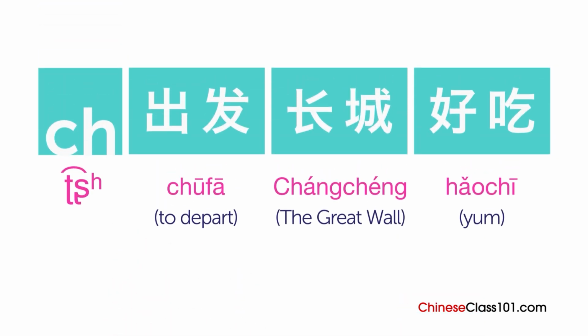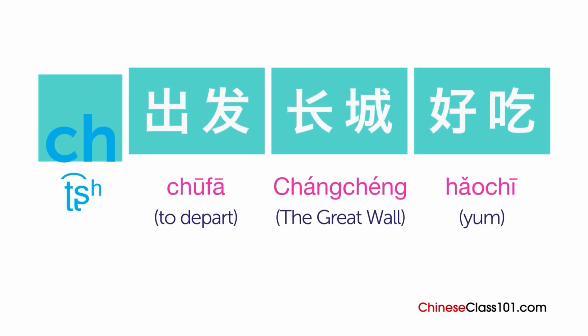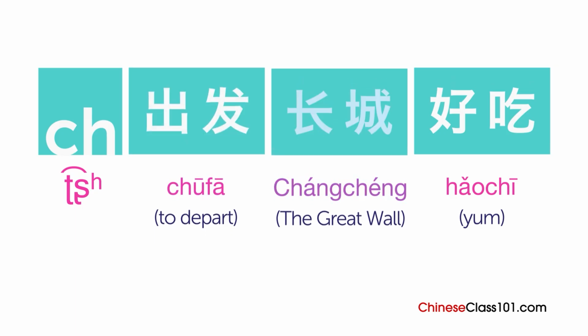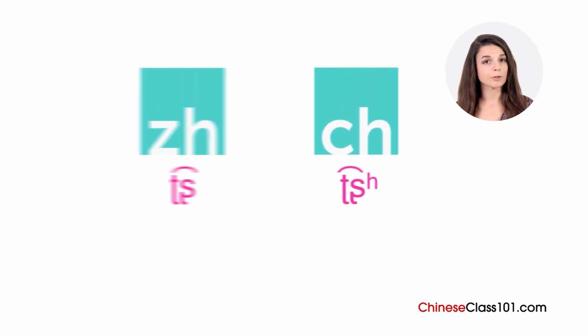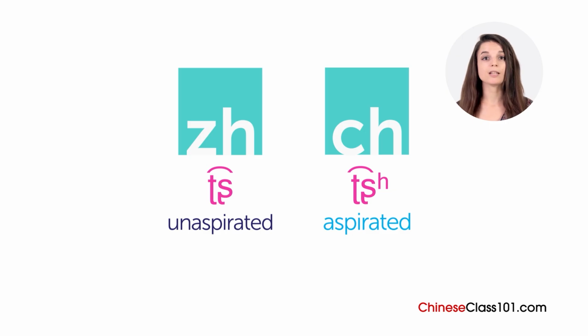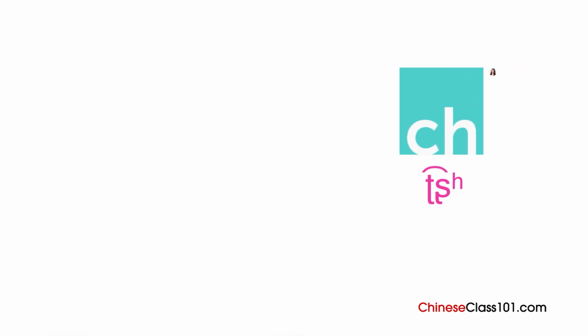The next consonant is ch，出发，长城，好吃。 This sound is identical to the previous one. However, the difference is that it's the aspirated counterpart, meaning you want to release a burst of air. Listen to how Yinru pronounces it.